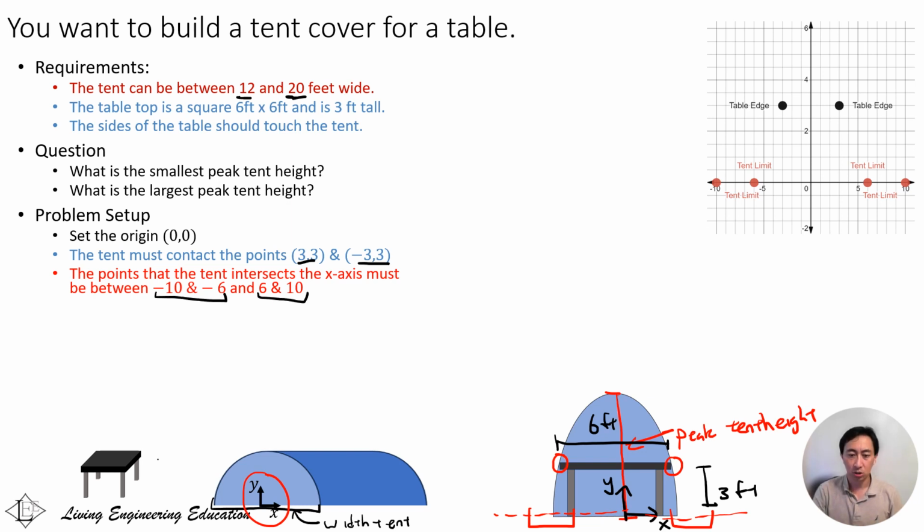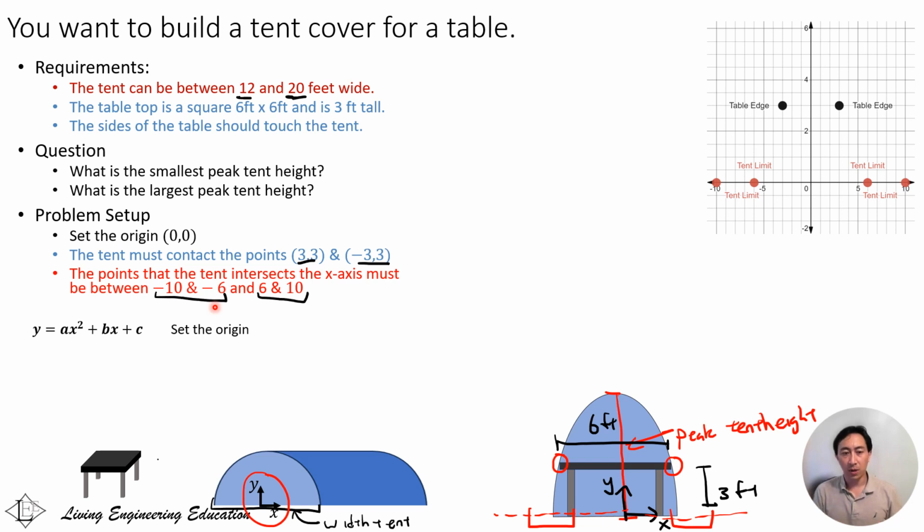Here we show it on a 2D graph, right? So there's my negative 3, 3 and my 3, 3 points for where the tent touches the table. And then in this range right here, negative 10 and negative 6 on the x-axis are my left side intercept range, and 6 to 10 are my right side x-intercept range as well.